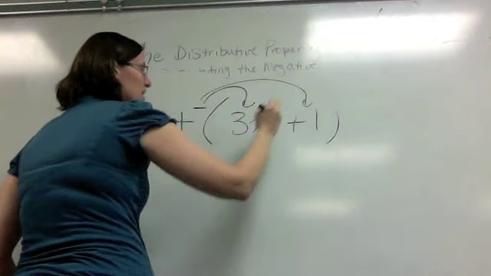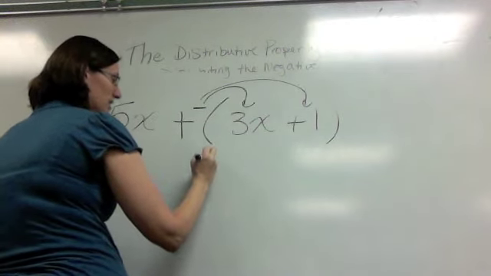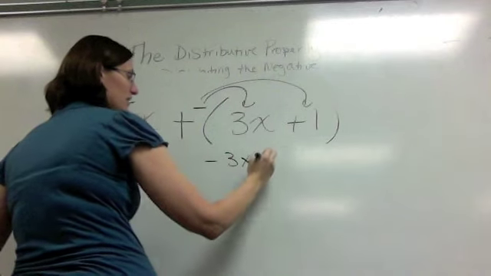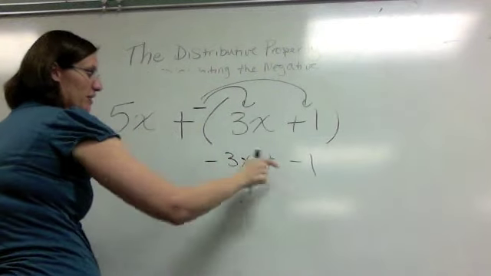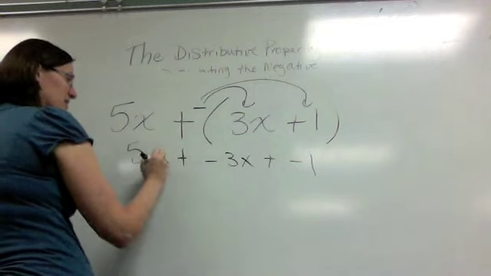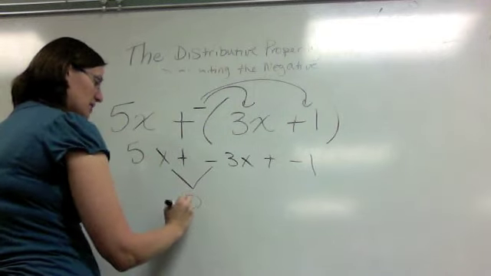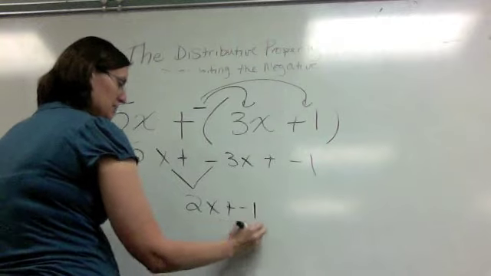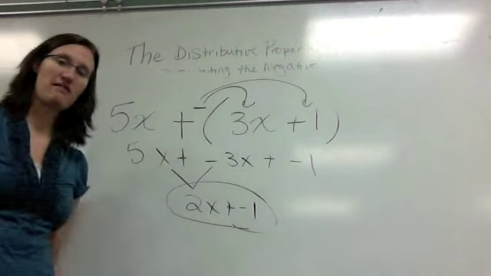So if I distribute that negative, I distribute the negative to the 3x, and I distribute it to the 1. That creates a negative 3x plus a negative 1. Drop my 5x. Now I add my like terms. 2x plus negative 1 would become my final answer.